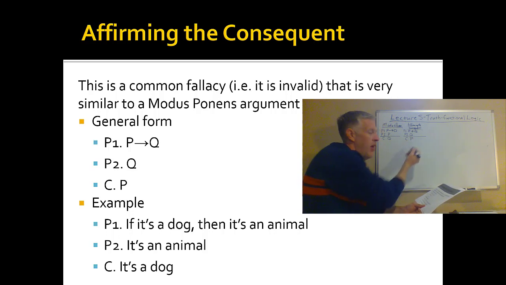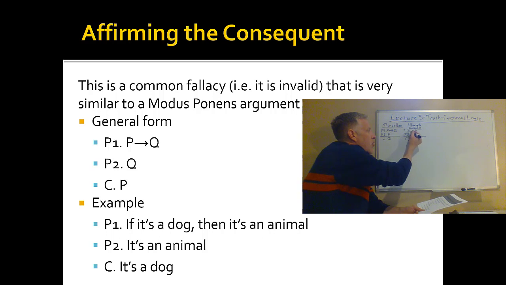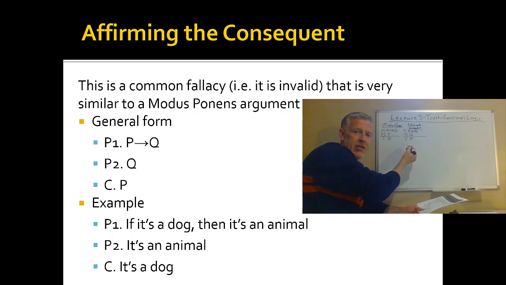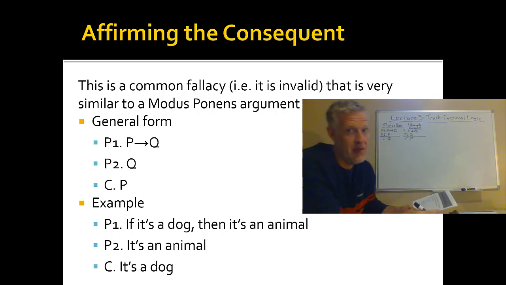You have nothing based on the premises to infer that, right? If it was a dog, then you can infer it was an animal. But being told it was an animal doesn't give you license to infer then that it was a dog. That's why this is invalid. You can assume the premises are true, and this can still be false, as we'll see in the truth table of it here in a moment. Okay, so that's affirming the consequent.